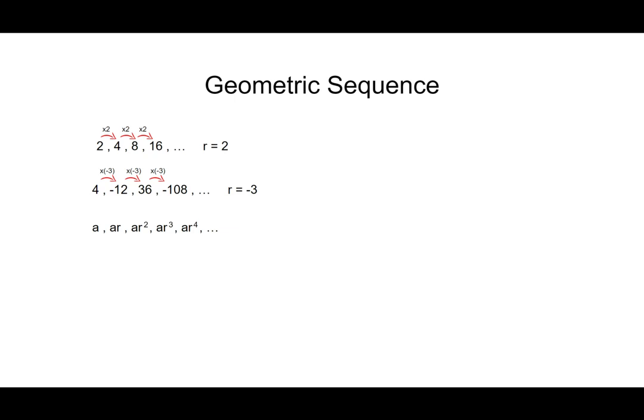And if we want to represent it in a general format, it would be a times r, which is our common ratio, and then you keep multiplying by another factor of that common ratio. And so that's why that exponent keeps increasing by 1 each time you move to the next term.